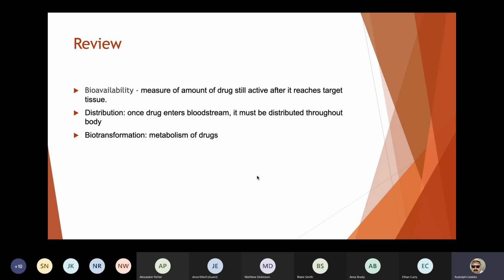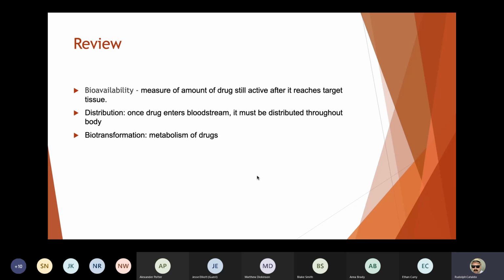Distribution obviously should be pretty simple. Once it enters, how is it spread throughout the body? Is it through the bloodstream? Is it injected into tissue? Is it injected into mucosal membranes? How is it administered, and then how does it travel?